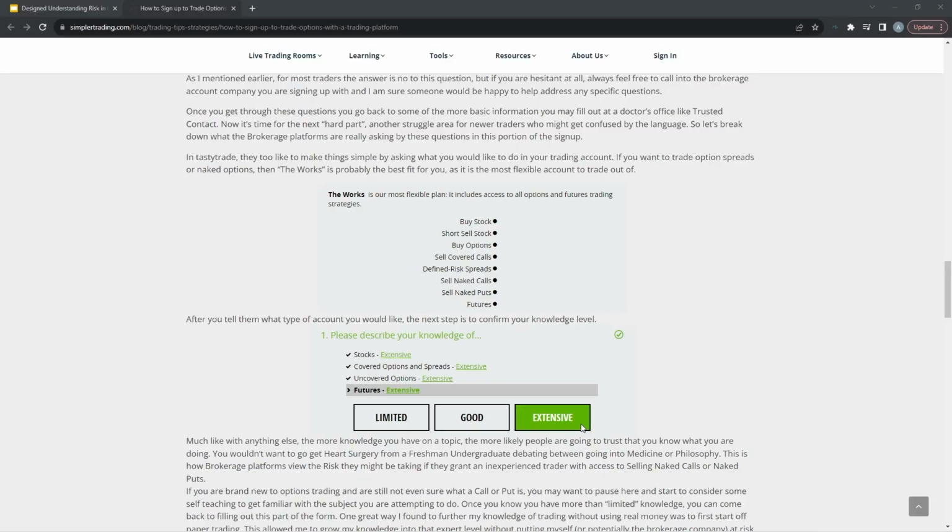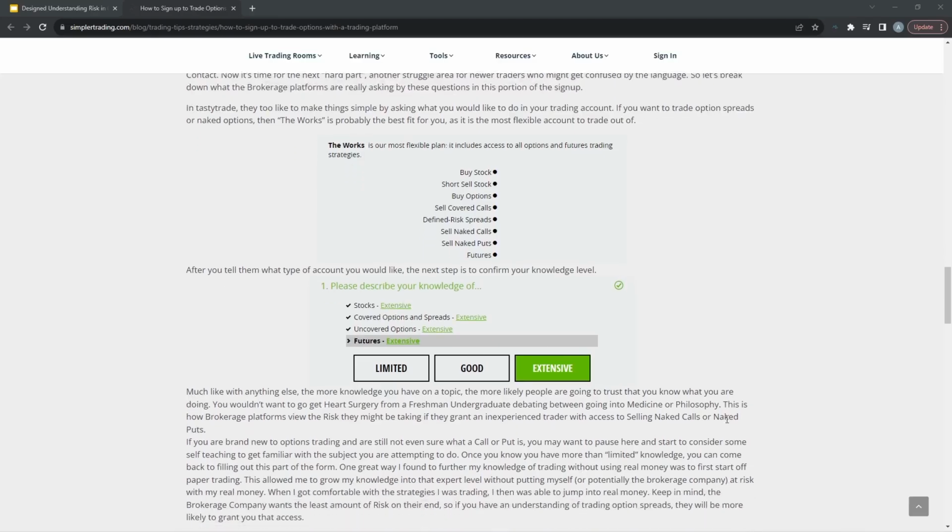So keep in mind, you still want to answer this, of course, truthfully. But if you do want an account where you're able to access selling spreads or selling naked calls and puts, or you want to look at doing futures trading or something like that, usually for peace of mind on the brokerage account side, they want to make sure that you have an extensive knowledge of this stuff. If you ever put that you have a limited knowledge or even good knowledge, they may not grant you the account type that you're wanting because they're trying to protect their back. They really want to make sure that you have a good idea of what you're doing out there in order to grant you access to that type of an account.